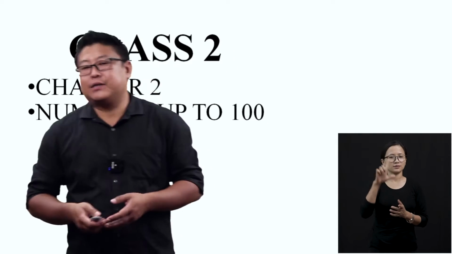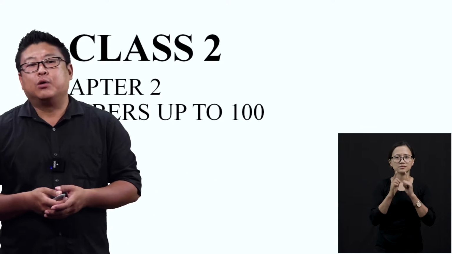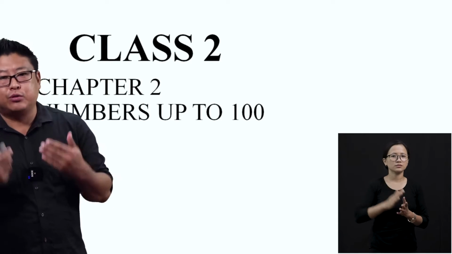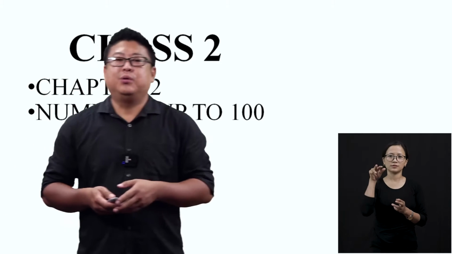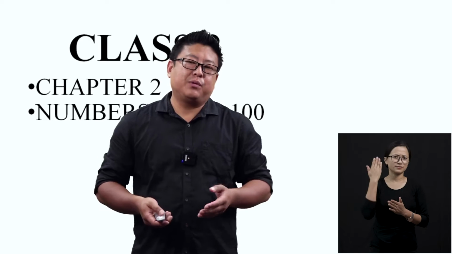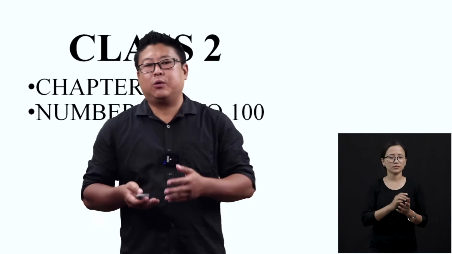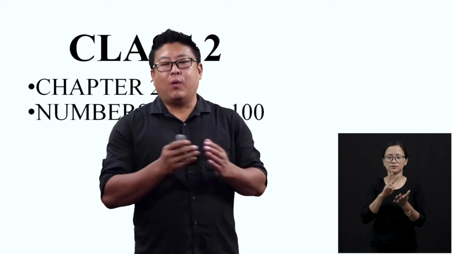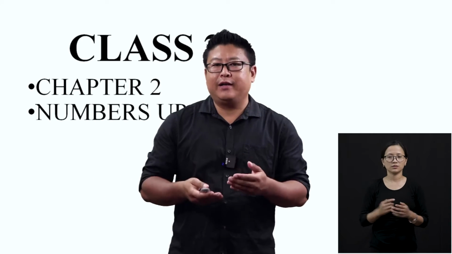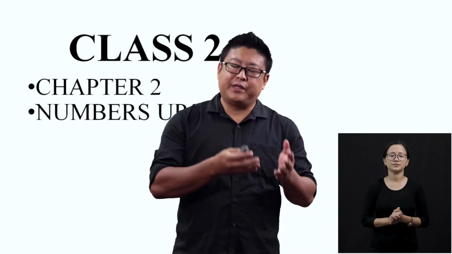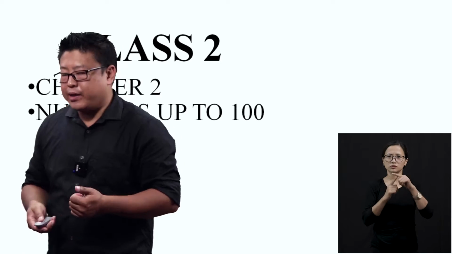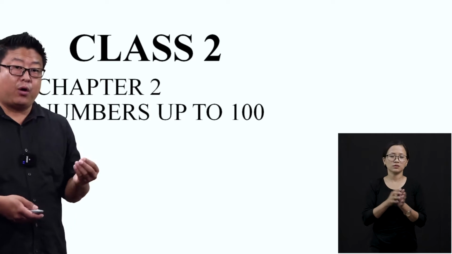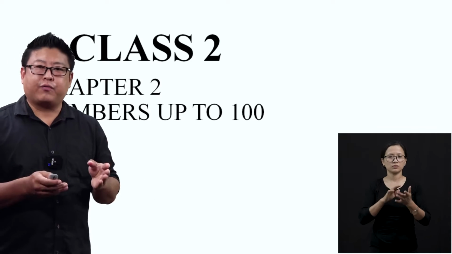Now, as we have already discussed, we'll be continuing with chapter 2, numbers up to 100. All right? So, in the previous class, we'll do a quick recap. We have learned about place values, ones and tens. Today we will be learning further with the use of places. The first topic that we will learn today is about expanded form and short form.